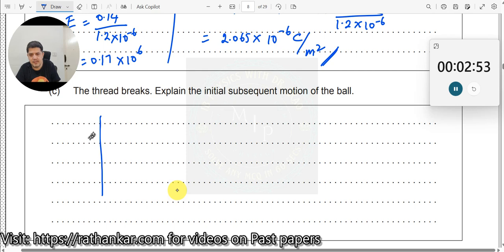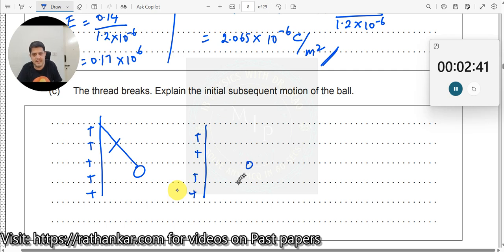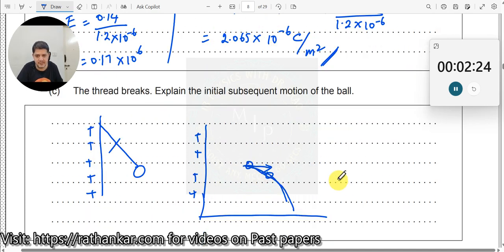This is the wall, which is having lots of positive charges like this. This is the ball over here. If this breaks, then what can happen? So this becomes the wall, once again the same wall. The ball here, now because of this electric field, it starts moving like this. And because of gravity, it starts moving like this also. Which means the ball is now describing what kind of motion? Horizontal projectile motion.